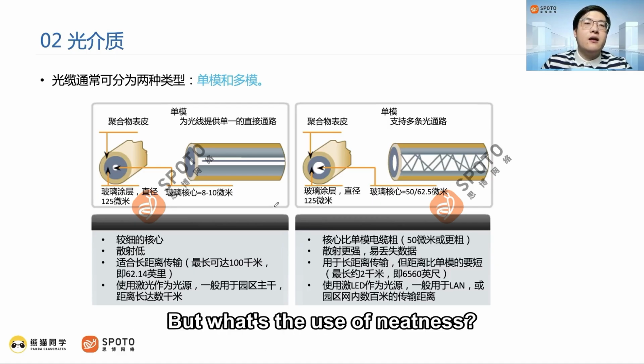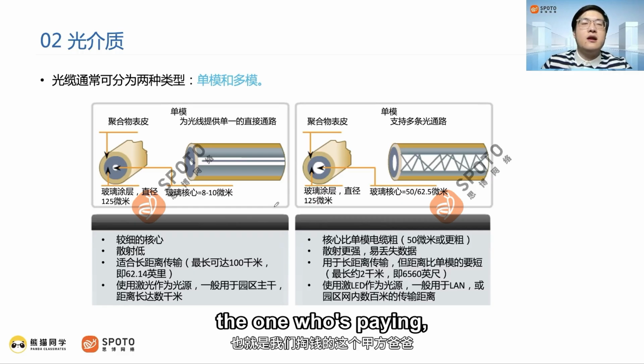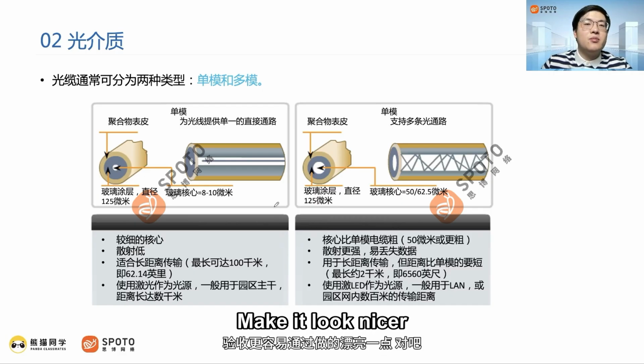But what's the use of neatness? It makes it easier for the client, the one who's paying. This is more satisfying. Acceptance is easier to pass. Make it look nice, right?